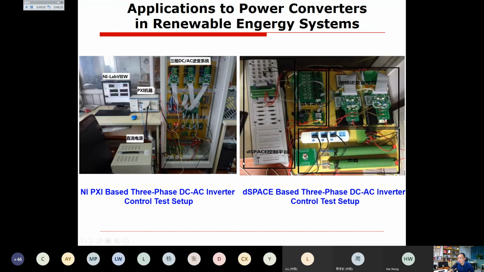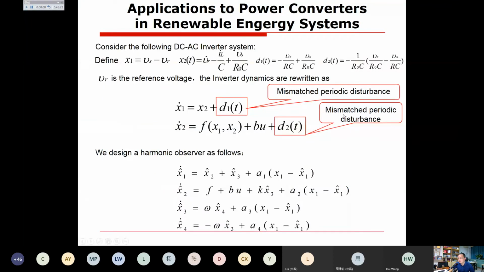In the DC-AC system, you will see it's matched, and the second one is a matched periodic disturbance. Also, D1 is the mismatched periodic disturbance, because usually we have load torque variation. The load will cause the mismatched periodic disturbance because we go from DC to AC voltage, right? AC voltage is periodic, so we can always find the mismatched and matched periodic disturbance. So in this case, we cannot use the ESO and the DOB.